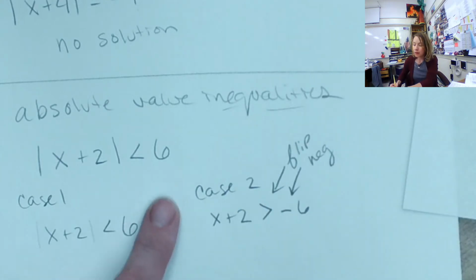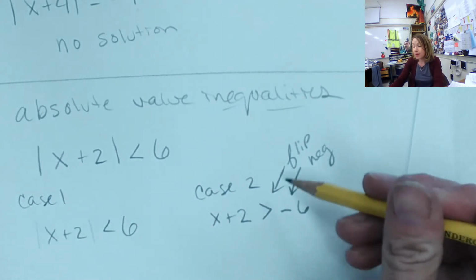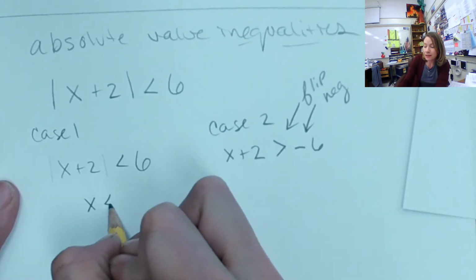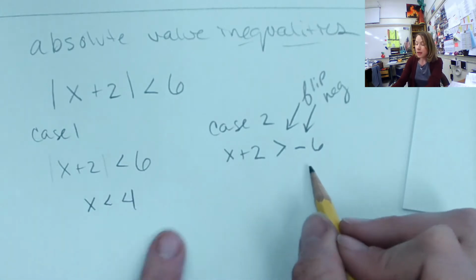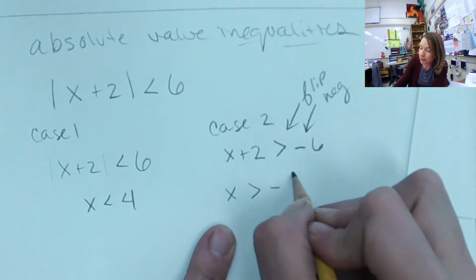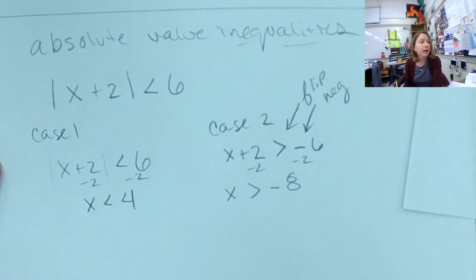Okay? That's going to be the really important piece to remember. So I'm doing something with a negative number, and I'm flipping that sign around. On this one, I've got that x is less than 4. And then on this side, I've got that x is greater than negative 8, right? Subtract 2 from both sides, subtract 2 from both sides, right?